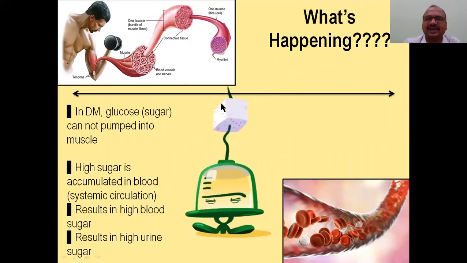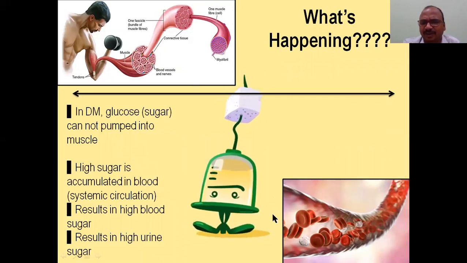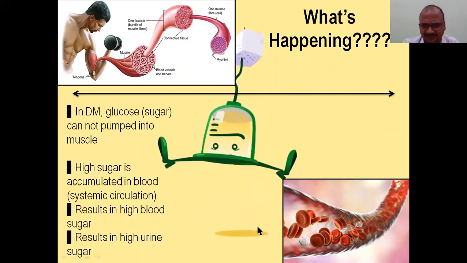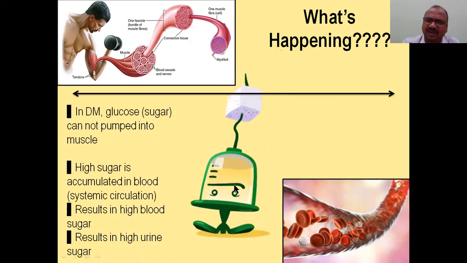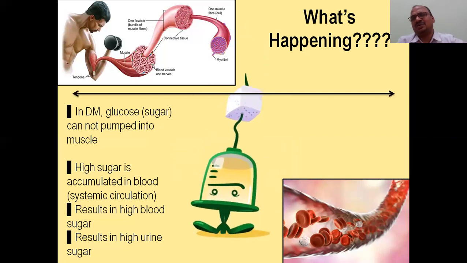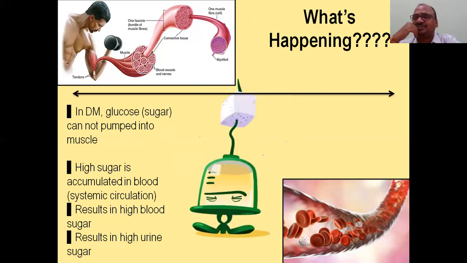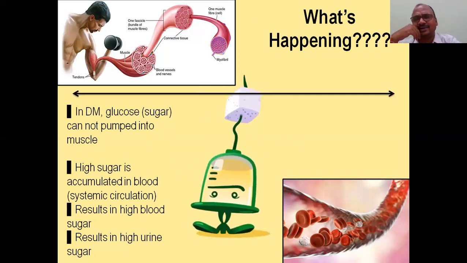Pumping. This is a sugar candy, a sugar crystal, trying to pump inside the muscle from the blood. This is the blood circulation. Sugar is present in the blood circulation, in the systemic circulation. That sugar is trying to pump into the muscle for exercise. It was not happening in diabetes. That is exactly the thing. So most of the sugar will not enter into the muscle. Always the sugar will be there in the blood, in the systemic circulation.